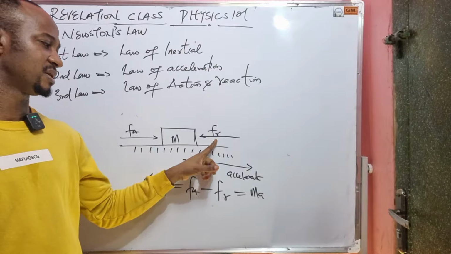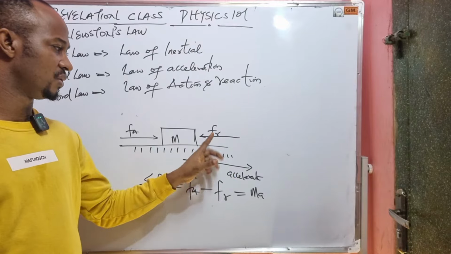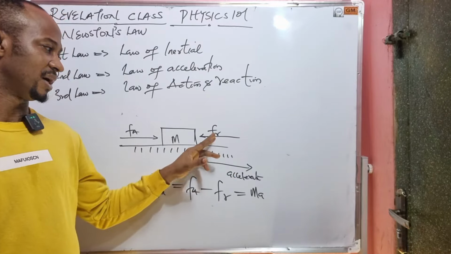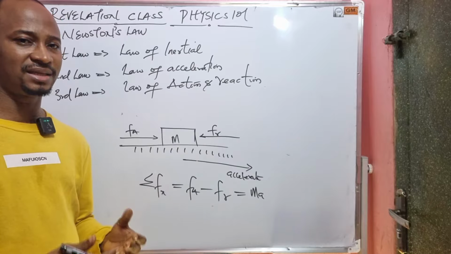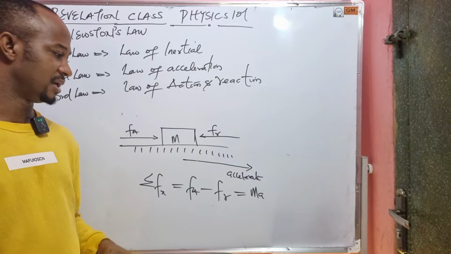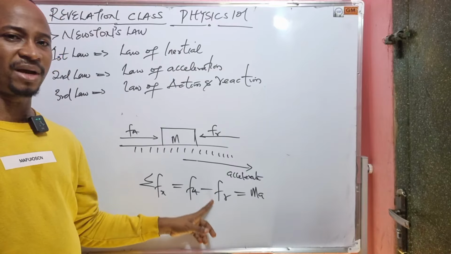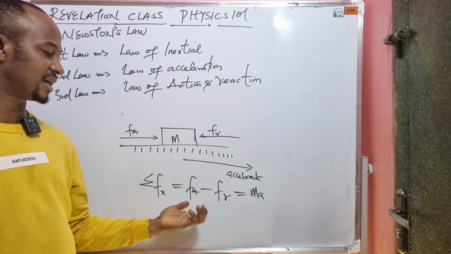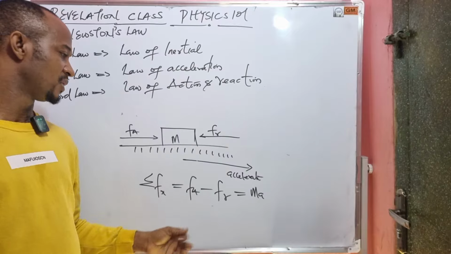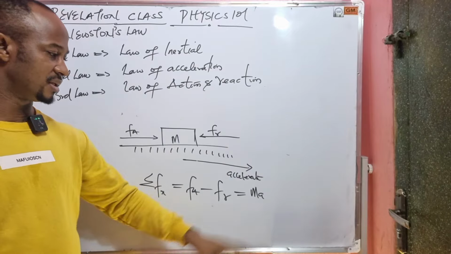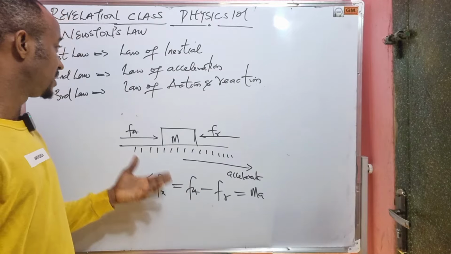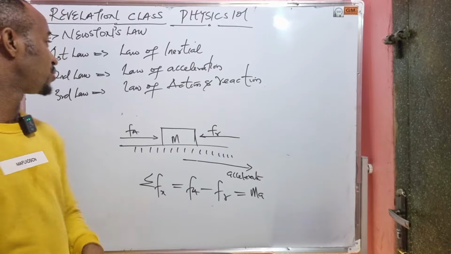But there's a force here that tends to resist the motion, which is called the frictional force. And frictional force is always doing a negative work. It's always subtracting. That's what we have here to be minus Fr. So Fr is always subtracting from the applied force. So the sum of these two forces is equals to what? Ma. So this is the implication of the first law of motion.